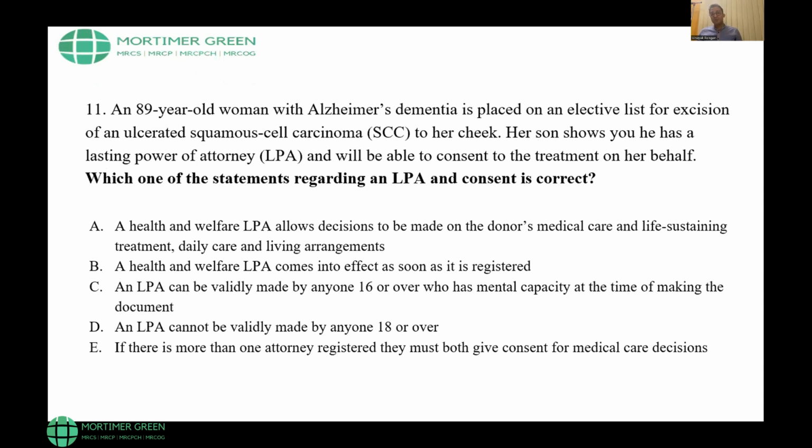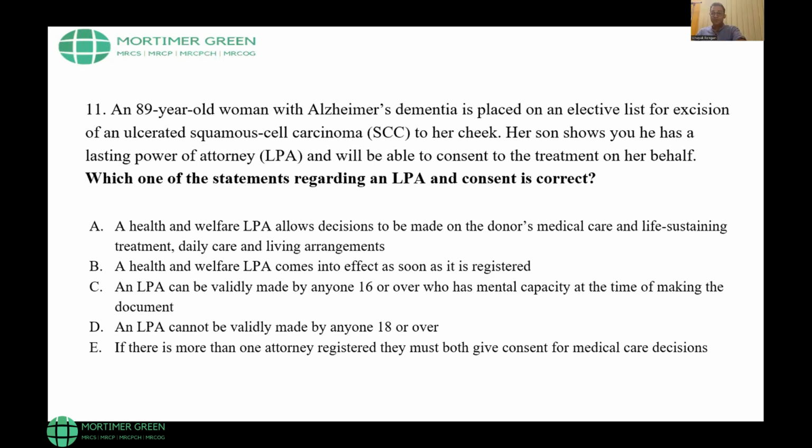An 89-year-old woman with Alzheimer's and dementia has been placed on an elective list for excision of an ulcerated squamous cell carcinoma on a cheek. Her son shows you that he has a lasting power of attorney, LPA, and will be able to consent to the treatment on her behalf. Yes, that's right. He can consent. But which of the statements regarding an LPA and consent is right? Options are too long. I'm not going to be reading them out, but let's see if these things make sense. Option A, about health and welfare, the same? You should know about LPA to know the answer.